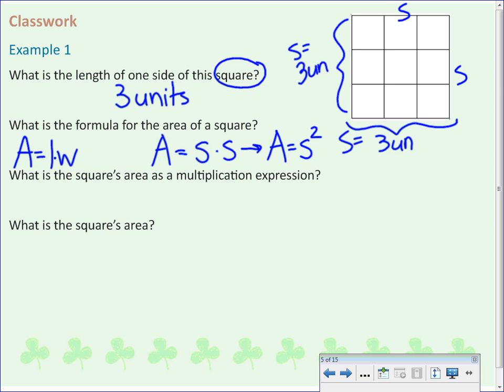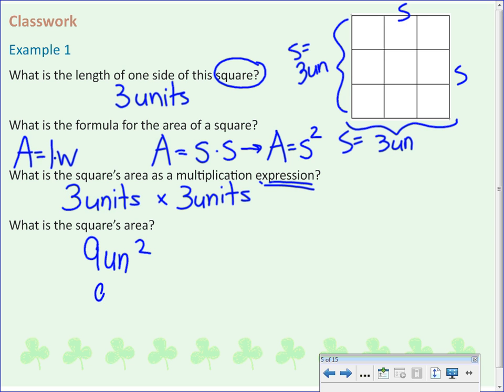So what is the square's area as a multiplication expression? We're looking for an expression. Well, it would be 3 units times 3 units. That's the expression. So the area would be 9 units squared or 9 square units.